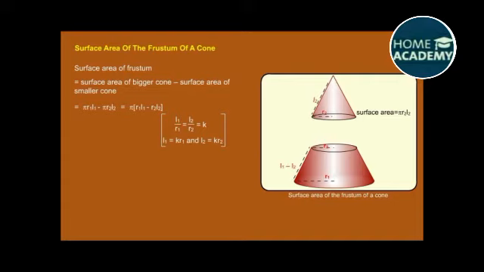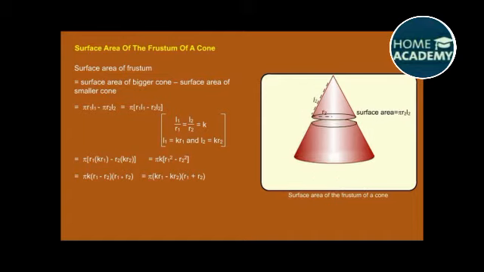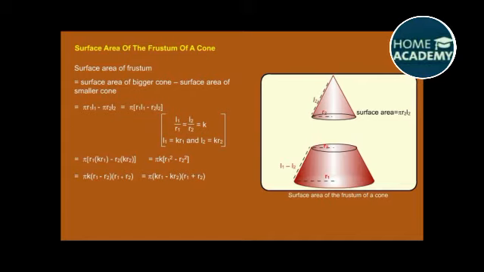L1 is equal to K R1 and L2 is equal to K R2, is equal to π (R1 K R1 − R2 K R2), is equal to π K (R1² − R2²), is equal to π K (R1 − R2)(R1 + R2), is equal to π (K R1 − K R2)(R1 + R2), is equal to π (L1 − L2)(R1 + R2), is equal to π L (R1 + R2), which is the semi-perimeter of top and bottom into slant height.